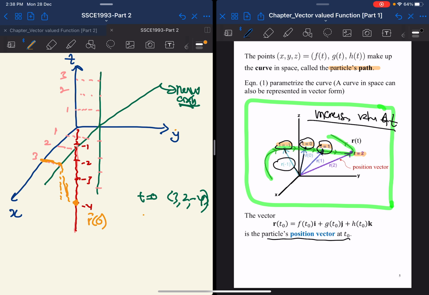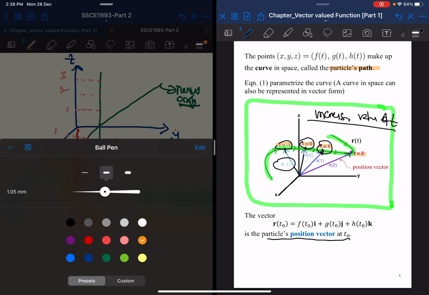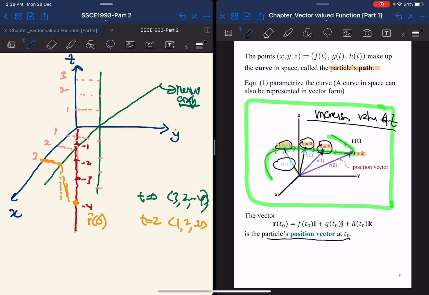The next one: if t equals 2, we got 1, 2, 2. Let me change the color again, that's black. 1, 2, 2: x is 1, y is 2, and it should be somewhere here. 1 goes to 2 and then moves to that one. So this is the position vector for t equal to 2, the second position vector that we got.